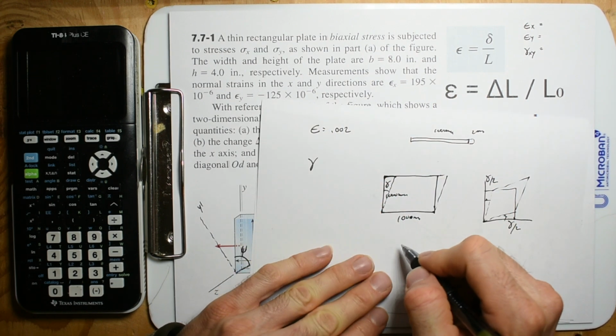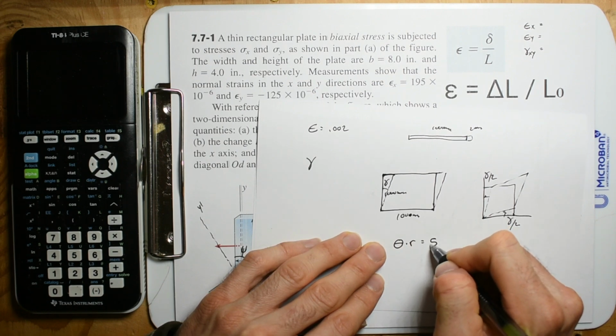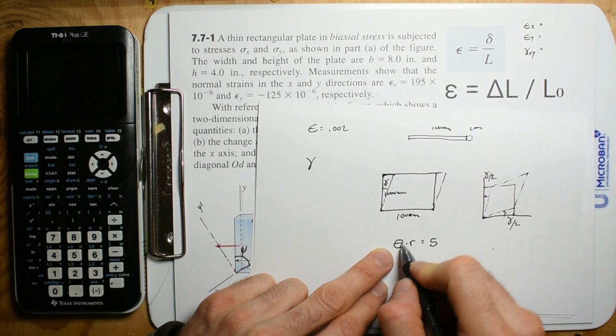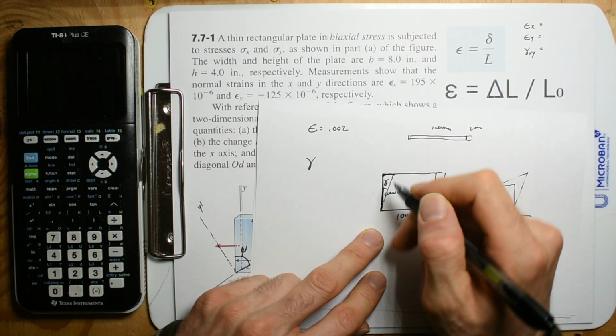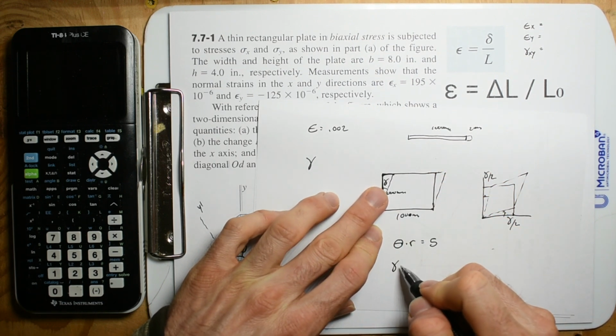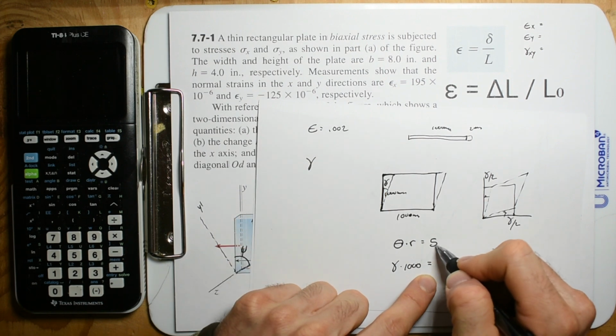We need to use the equation that radians times radius is arc length. This is an angle in radians, and that's an angle in radians. This is the radius here. So we can just do radians times 1,000, and that is going to be the arc length.